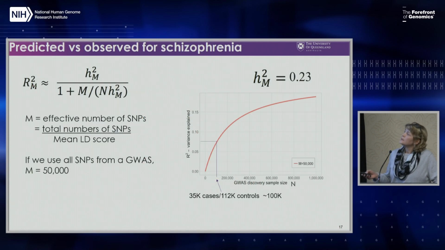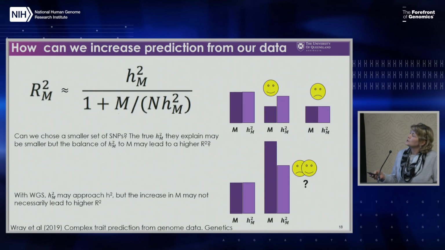So we can plug these numbers into this equation. So using the 50,000... we're at time. Okay. Right. So I was just going to go through and tell you how we can try and jiggle this.